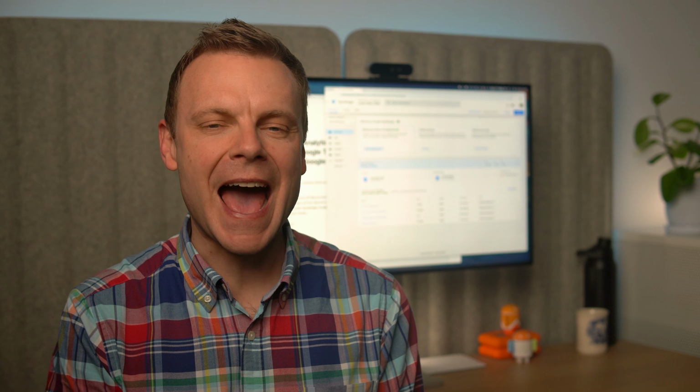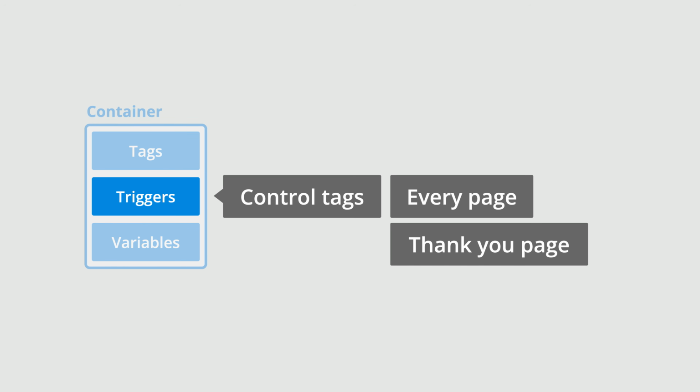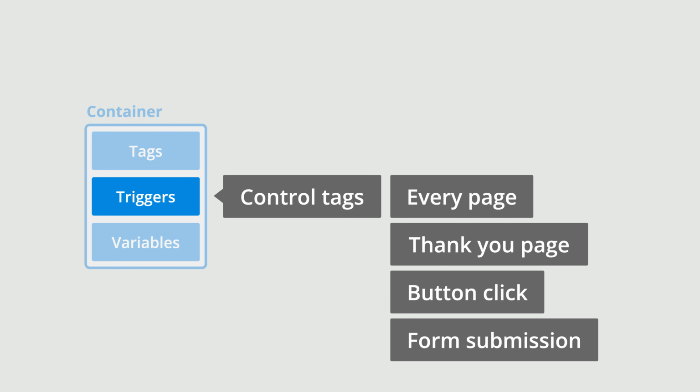Next, we have triggers. A trigger decides when a tag should fire. For example, we can use a trigger to fire a tag on every page of our website. Or we could create a trigger that only fires when someone views a particular thank you page, clicks a button, submits a form, or completes another action.